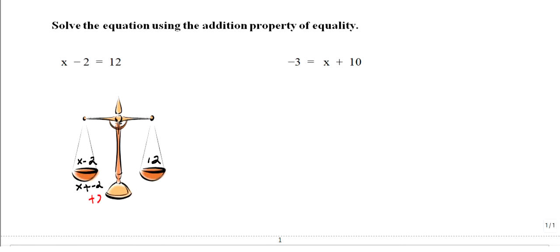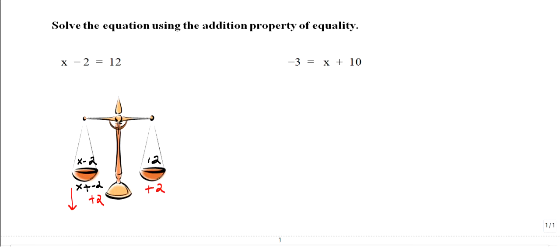So if I do plus 2 over here, well, geez, if I add 2, think of it as weight again. If I add 2 pounds to this side of the scale, well, then it's going to tip it this way. It's no longer going to be balanced. So what I need to do to keep the scale balanced is to add 2 to this side as well.